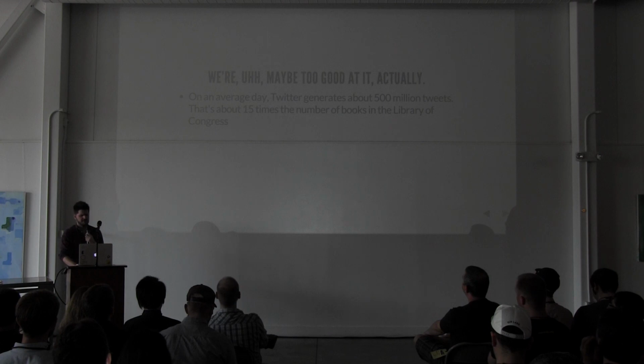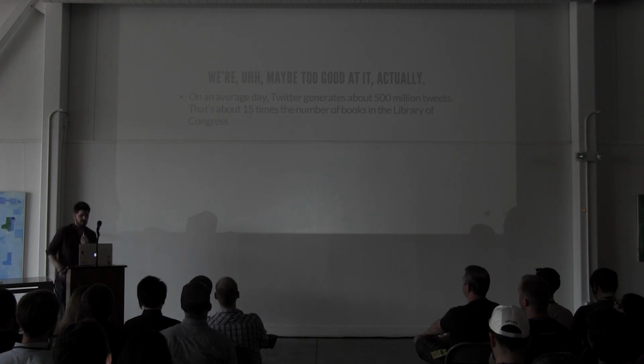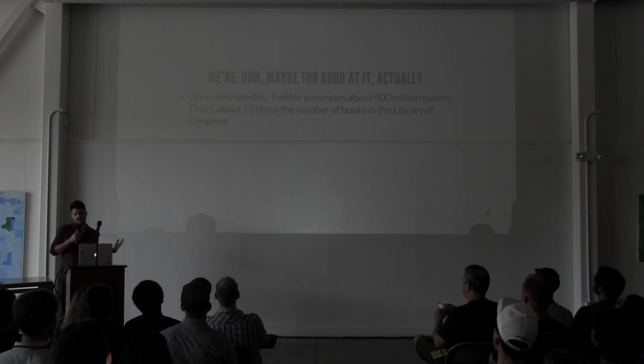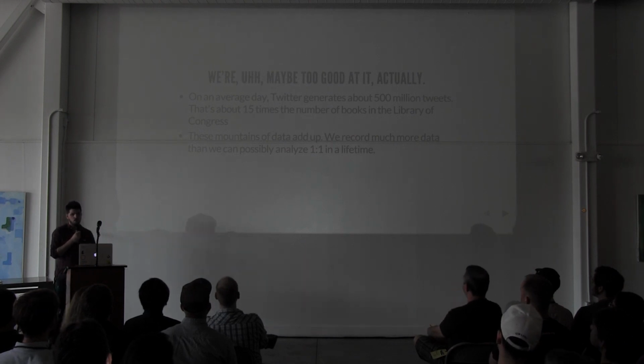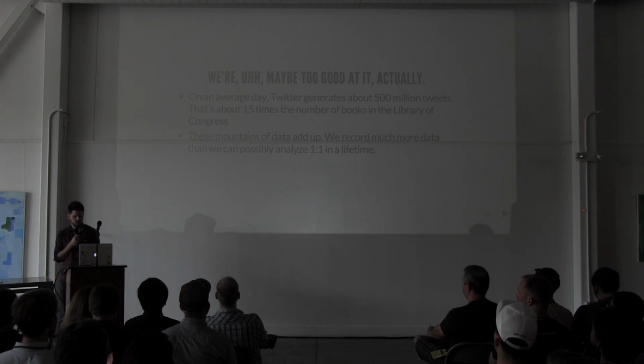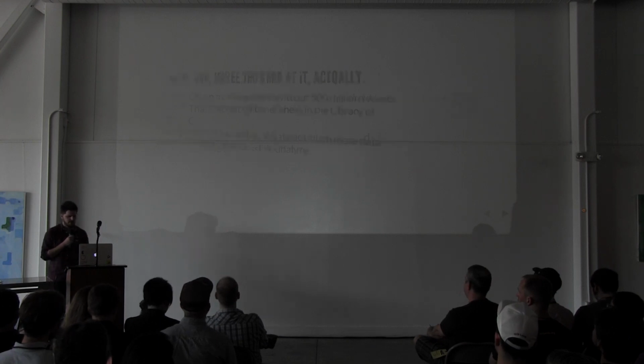But with all these things, we're actually maybe too good at it. Twitter in general, right, which is a great source of data about mostly mundane things, very often breakfast. It generates about 500 million tweets per day. That's a lot more in a day than the Library of Congress has in total. And it's too much. There's just too much data for us to ever really analyze in a one-to-one way in our lifetime. It's just not something that we're going to ever be able to do with the amount of data that we grab right now.